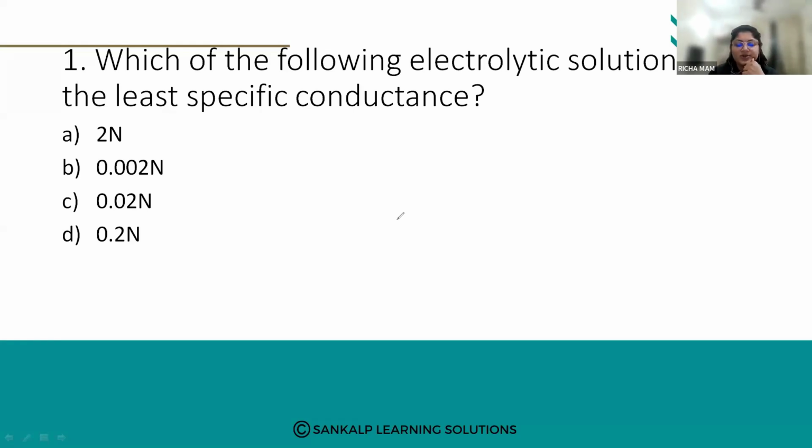Specific conductance means the conductance of an electrolyte when the distance between the electrodes is 1 centimeter. So here they have asked, among the following four, which has the least specific conductance.